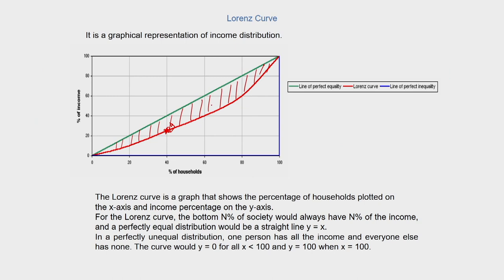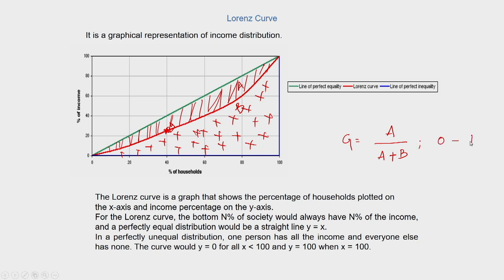So, for being able to calculate the Gini coefficient, let us denote this area between the line of equality and the Lorentz curve as A, and let the area below the Lorentz curve be denoted as B. So, based upon this distribution, the Gini coefficient is basically a ratio of A by A plus B, and it ranges from 0 to 1, and sometimes is also shown in the form of percentages ranging between 0% to 100%.